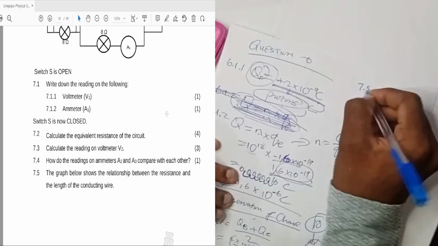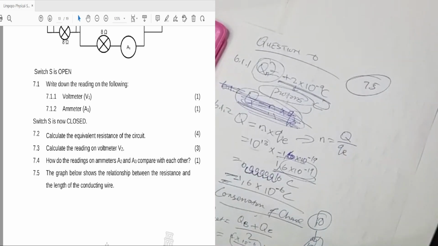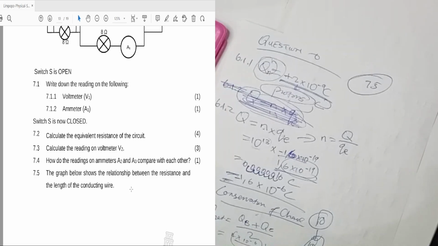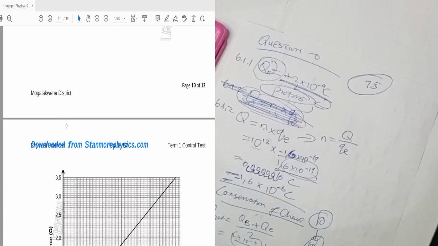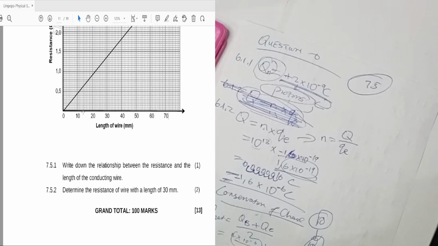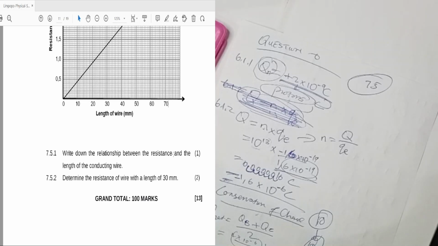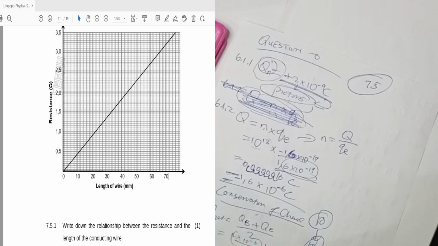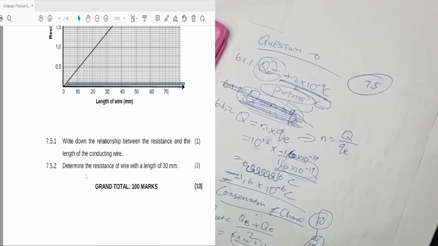7.5. I'm tired. 7.5. The graph below shows the relationship between resistance and the length of a conducting wire. Okay, so let's look at the graph. This graph shows resistance and the length of the wire. It means that the longer the wire, the bigger the resistance. Write down the relationship between resistance and the length of the conducting wire. As I said, as the length of the wire increases, the resistance also increases.